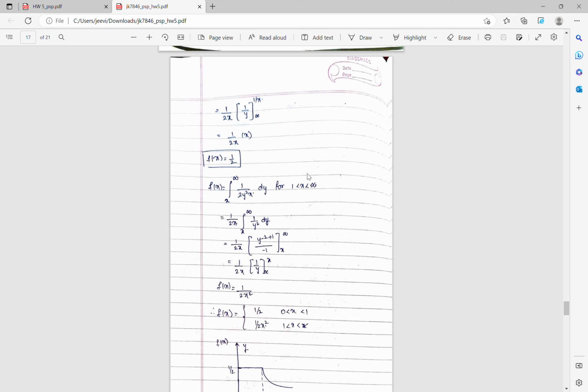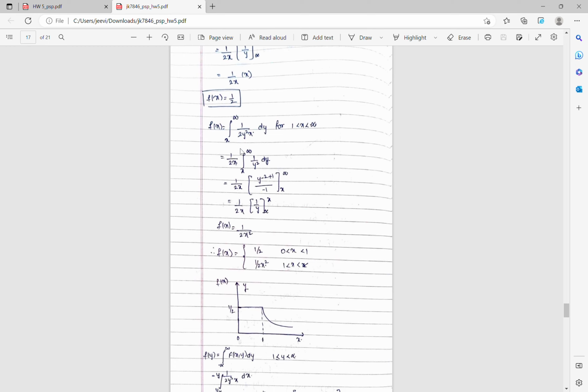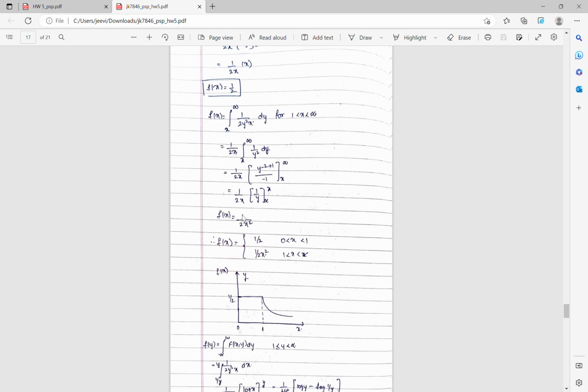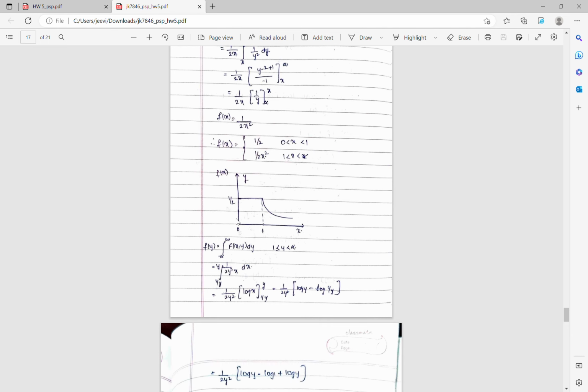Now for the second interval, we will be calculating the value of f of x over the interval 1 to infinity. We use the same function, 1 by 2x is a constant, so it will be taken out. Therefore, we have the integral from x to infinity of 1 by y squared dy. If we substitute the values, we get that f of x is equal to 1 by 2x square for 1 less than x less than infinity. Therefore, f of x is equal to 1 by 2 where 0 is less than x less than 1, and 1 by 2 into x square for 1 less than x less than infinity, and this will be the graph.